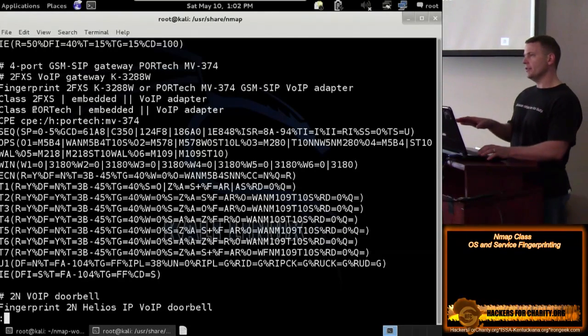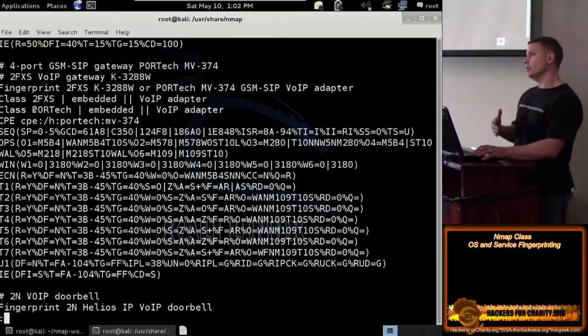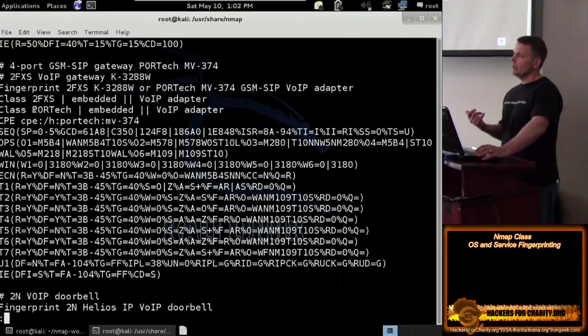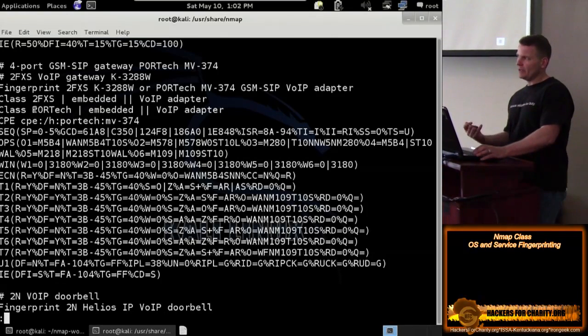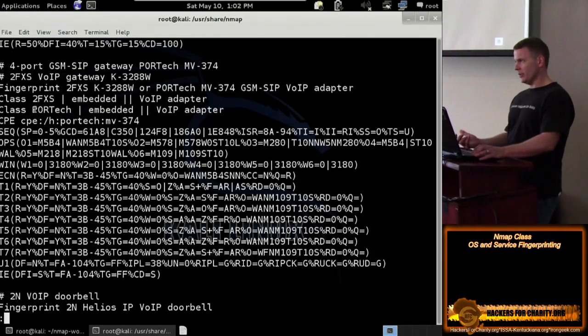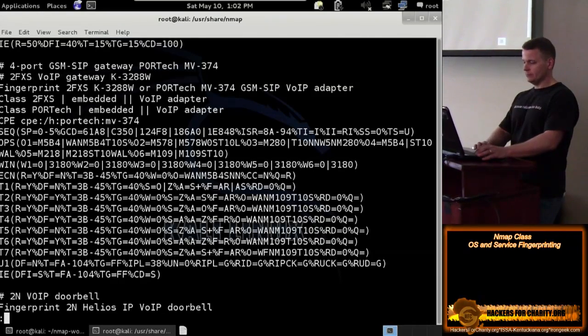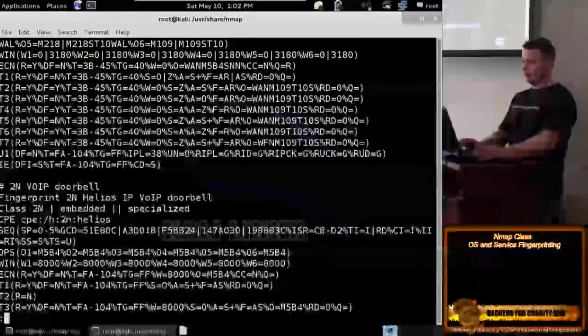Now it is possible that the machine could match multiple ones of these patterns, and so you may get a situation where Nmap says, "Well, I think it's this, but it could also be that," and it'll have kind of a confidence level.